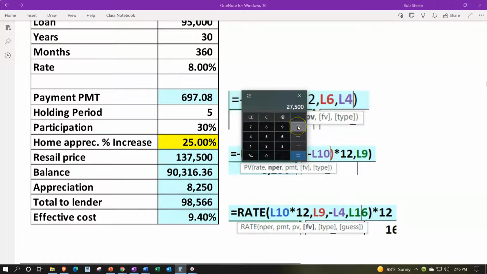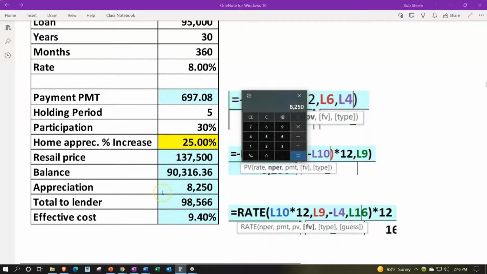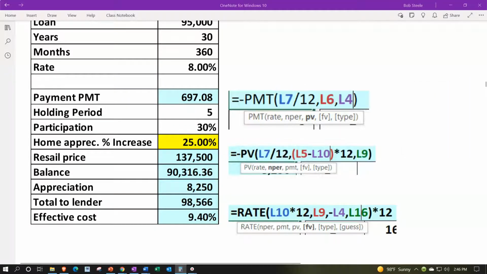If we take that $27,500 times 0.03, 30% of that, hold on a second, 0.3, not 0.03, let's do it again. 137,500 minus 110,000 gain times 0.3, 30%, would give us then the 8250. So that 8250 we'd have to pay over and above the loan amount. So we have that plus the loan amount, 90,316.36. We'd have to pay off the bank $98,566. So that's the general idea of it.